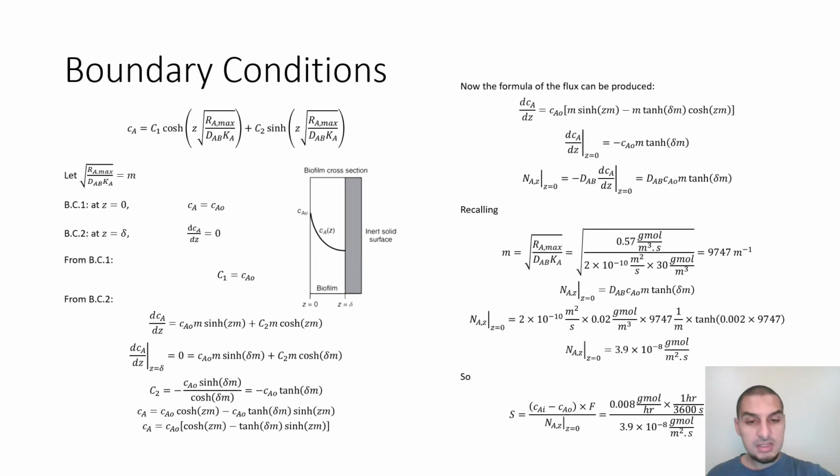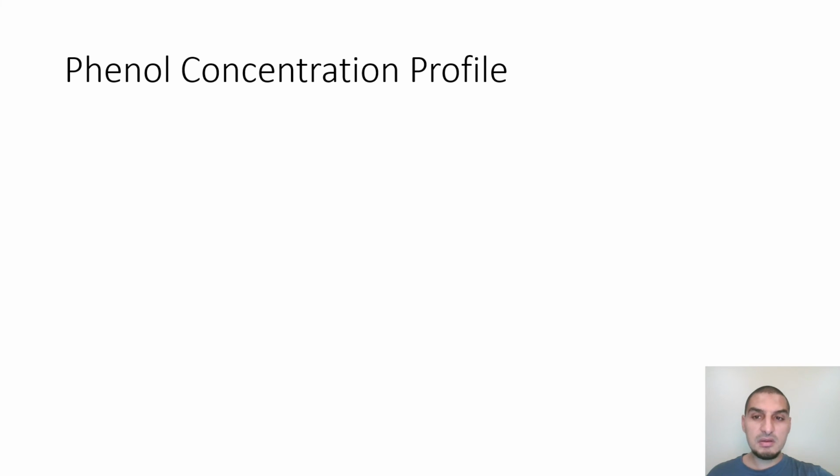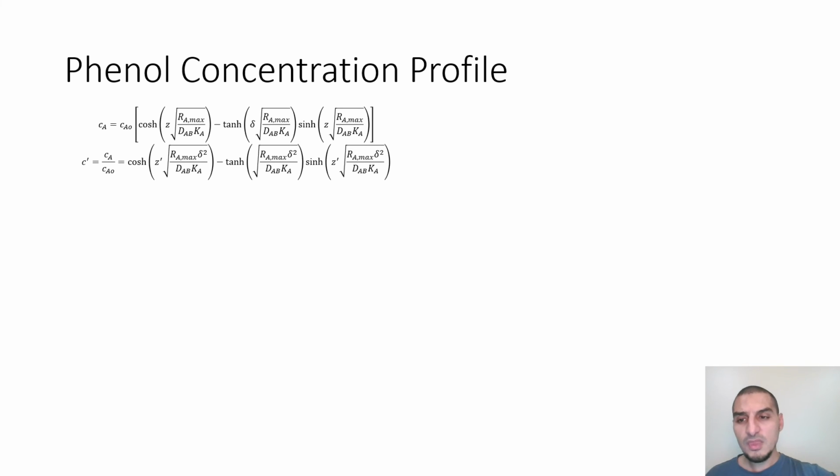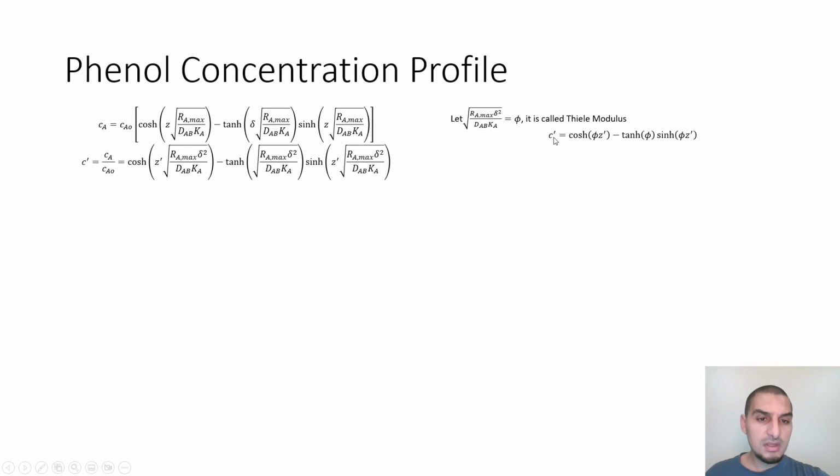But there is one more thing that I want to check, which is to take a look at the concentration profile, because I believe this is one interesting thing. I put it in the dimensionless form, where I have CA over CA node and Z dash, which is Z over delta, and we have this term which is our maximum delta square over DKA. They call it Thiele, and sometimes it's called Thiele modulus. So you can write the equation as C dash equals cosine phi Z dash minus tan phi sine phi Z dash, where phi is the Thiele modulus, which is almost the same parameter that we discussed previously.